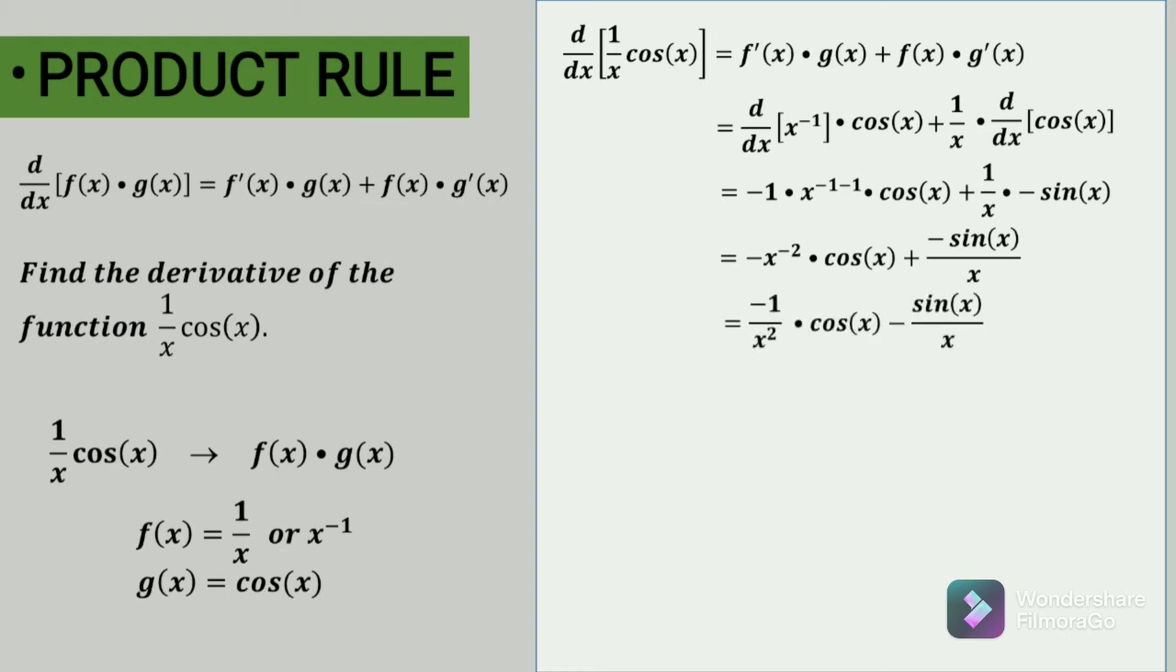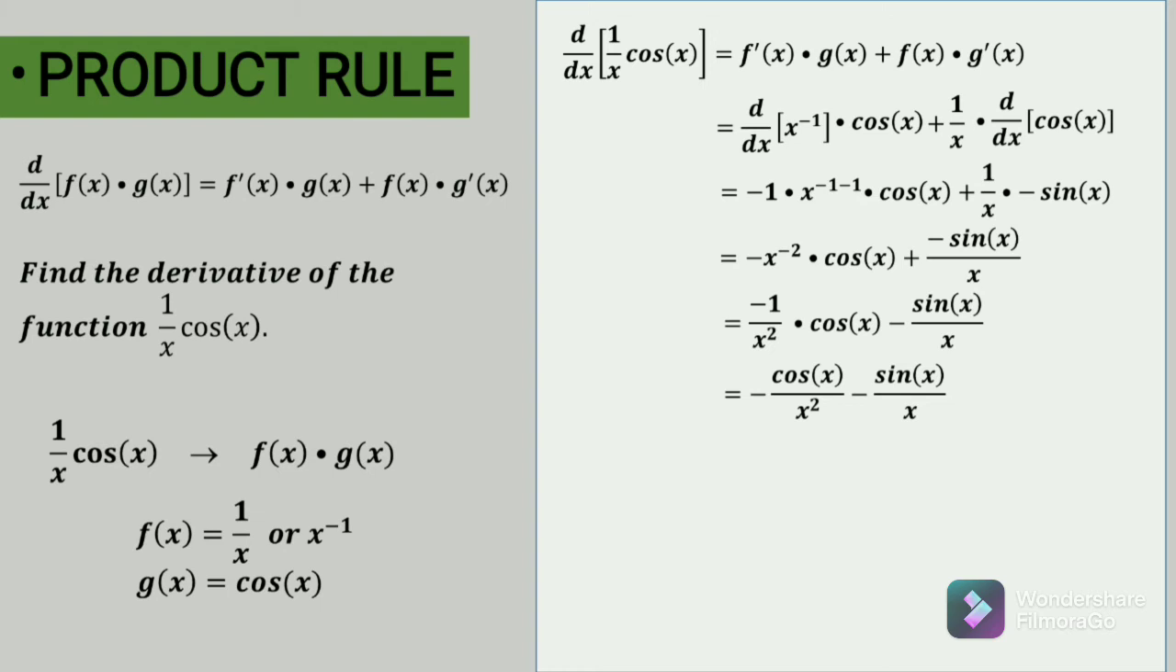So let's rewrite the negative x to the power of negative 2 to eliminate the negative exponent. So we have negative 1 over x squared times cos of x minus sine of x over x. Then let's multiply negative 1 over x squared times cos of x, and we have negative cos of x over x squared minus sine of x over x.